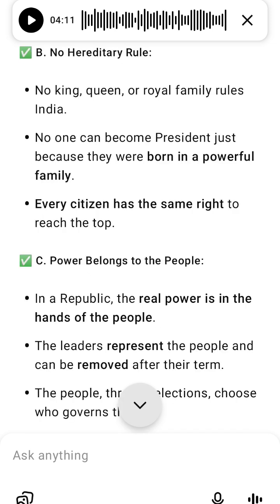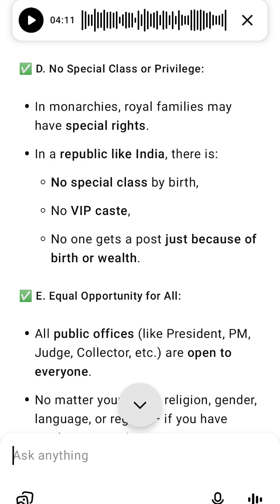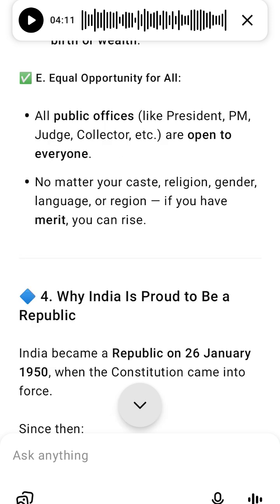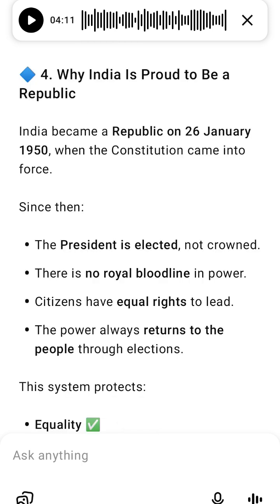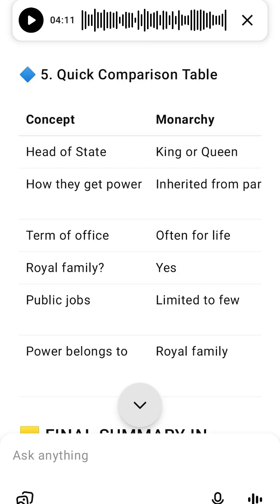5. Quick comparison table. Concept: monarchy, republic, India. Head of state: king or queen, elected president. How they get power: inherited from parents, elected by representatives. Term of office: often for life, fixed, 5 years in India. Royal family? Yes, no. Public jobs: limited to few, open to all citizens equally. Power belongs to the royal family, the people.